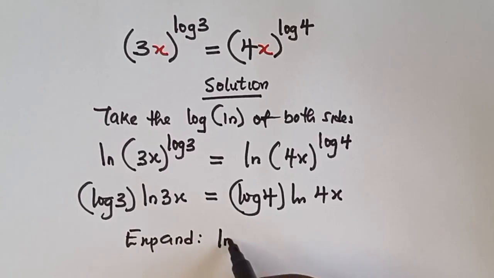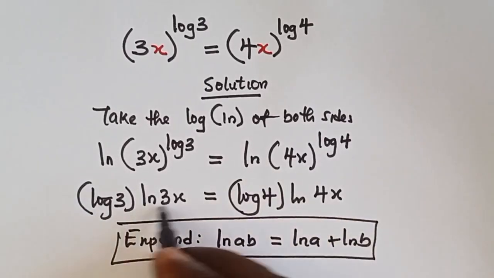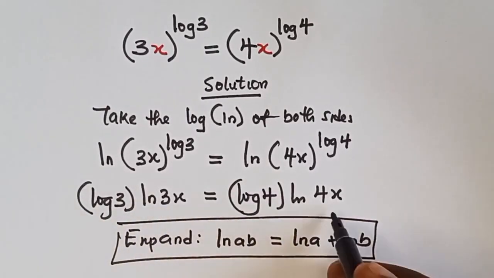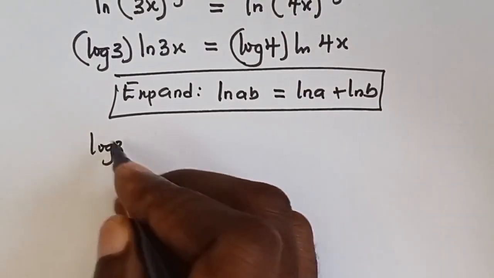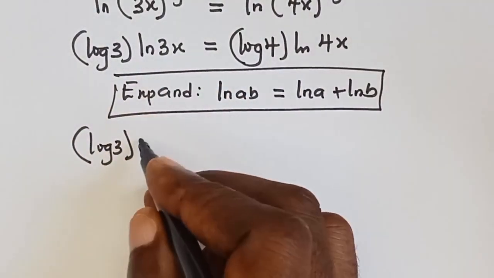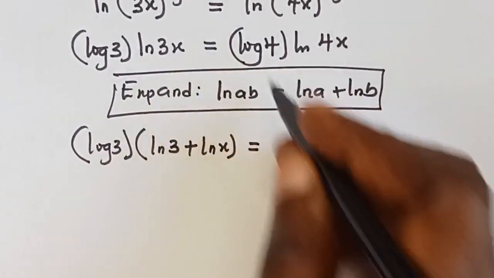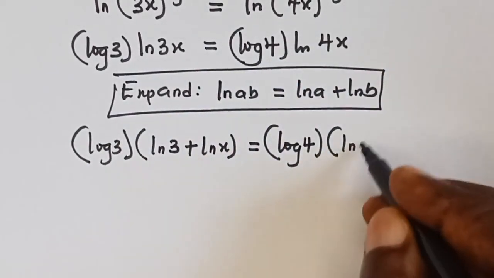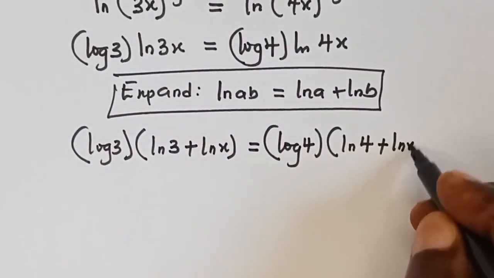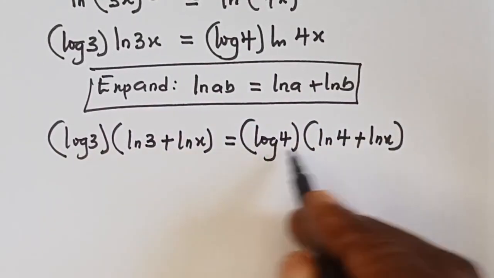Remember that if we have ln AB, it is the same thing as ln A plus ln B, and that is what we are doing to ln 3x and ln 4x. So we have log 3 times (ln 3 plus ln x) equals log 4 times (ln 4 plus ln x). Alright, so we have applied this. So now let's expand, expanding this and expanding this.